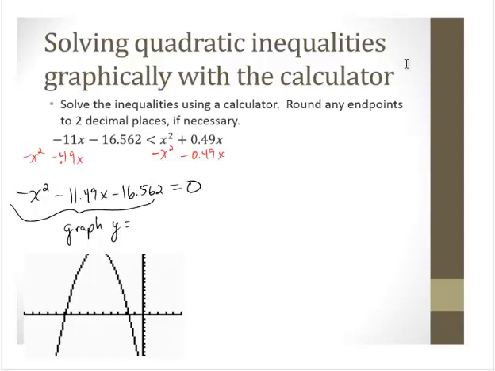Now basically what I'm focusing on is I want to find these x-intercepts first. I want to find these zeros of the function. And then I need to solve where negative x squared minus 11.49x minus 16.562 is less than 0. So then we'll be able to find those points. So let's find the x-intercepts first.